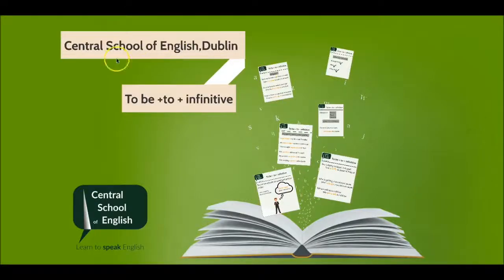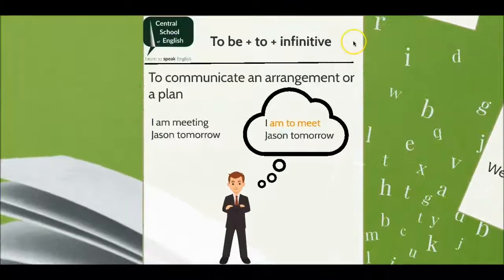In this video, we will practice using the structure to be plus the infinitive with to. The structure to be plus the infinitive with to is a formal structure in English. We can use this structure to communicate an arrangement or a plan.